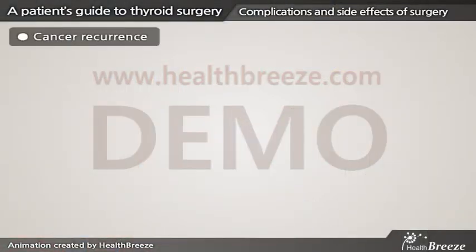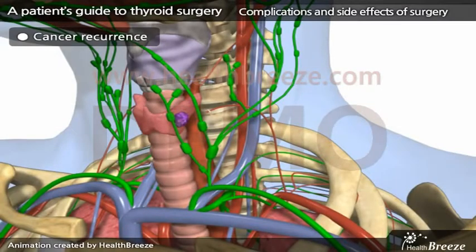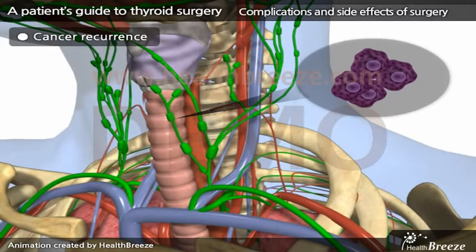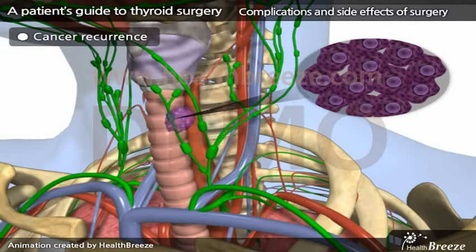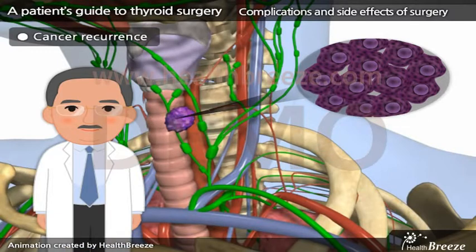Cancer recurrence. Despite appropriate thyroid cancer treatments, including complete resection of the thyroid gland, thyroid cancer may recur down the road from microscopic residual cancer cells. The rate of recurrence is dependent on the initial stage of the cancer, and therefore, an appropriate treatment plan and strategy is important.